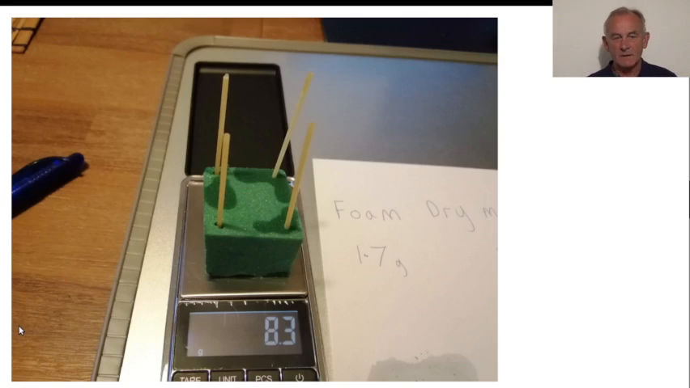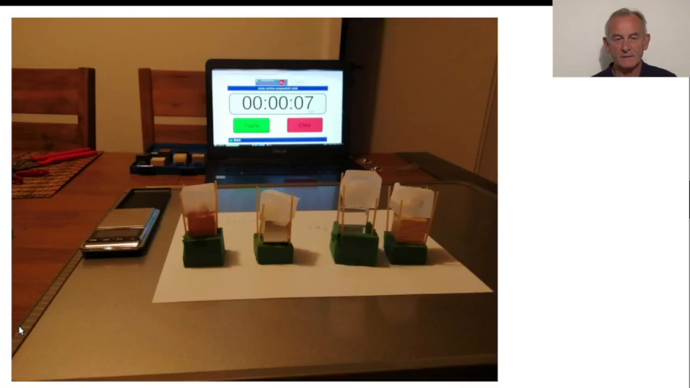Here's an example of 4 different blocks. We have copper, aluminium, one of the plastics, and wood. And this is over 10 minutes.